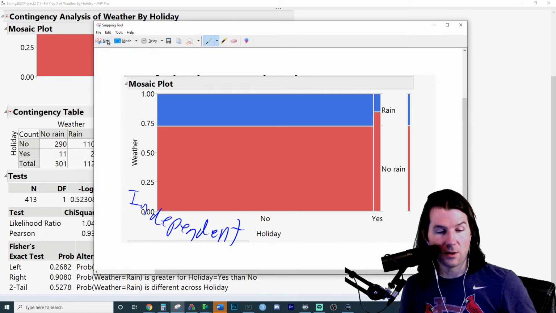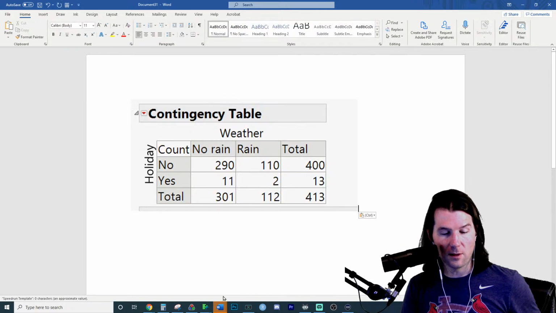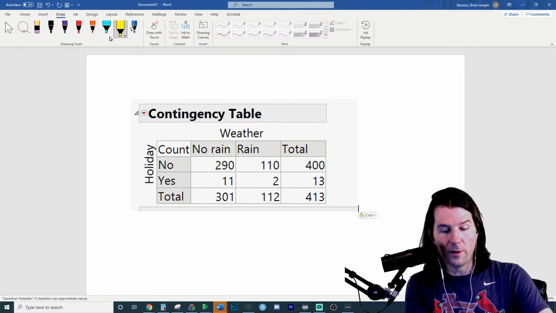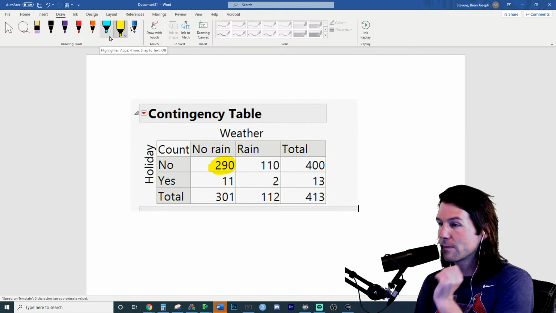I'll show you how to do it right here. What is the expected cell count for no rain, no? I'll highlight it. I'm going to pause here in the video so people can solve it. Can you solve the expected cell count for that one right there?